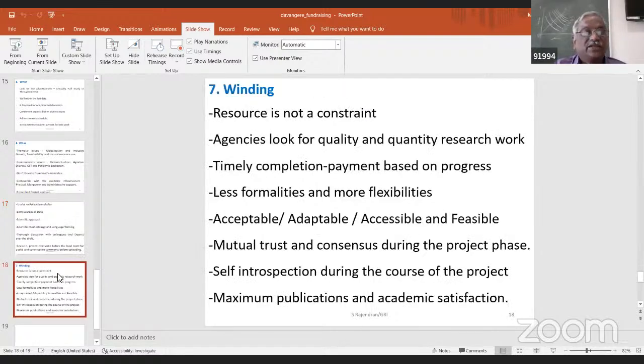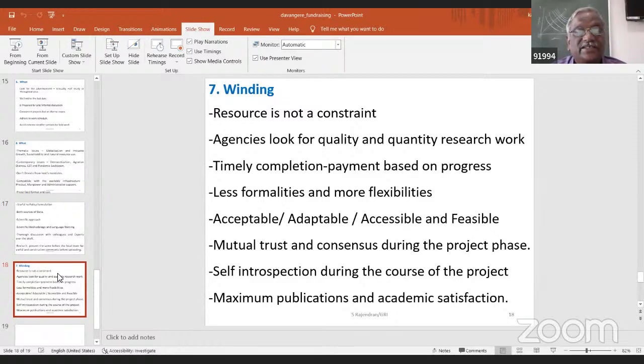Now I have come to the last leg of my presentation. I would like to wind up with this slide. Research funding is not a constraint. It is available in plenty, not only at regional level, not only at national level, but also at international level. Resource is not a constraint at all, but the only thing is you have to prepare a scientific, logical, and workable proposal so that it can be taken up immediately.